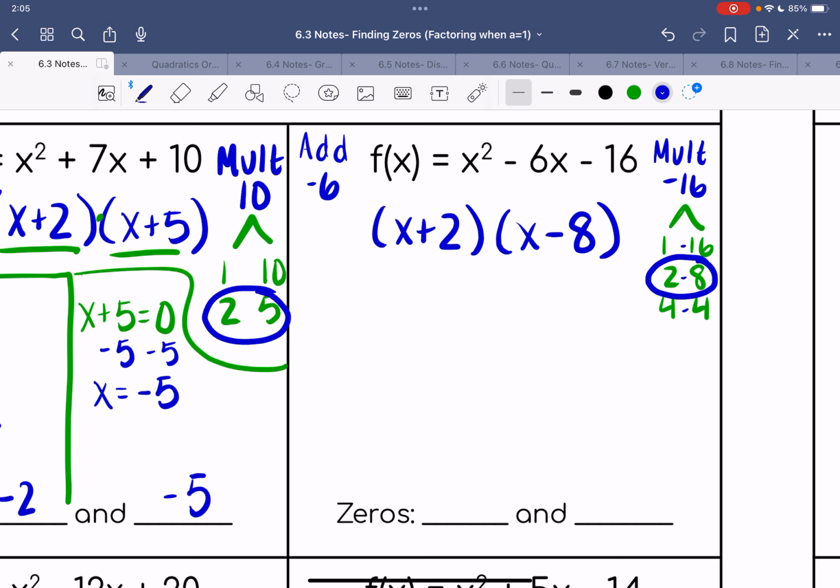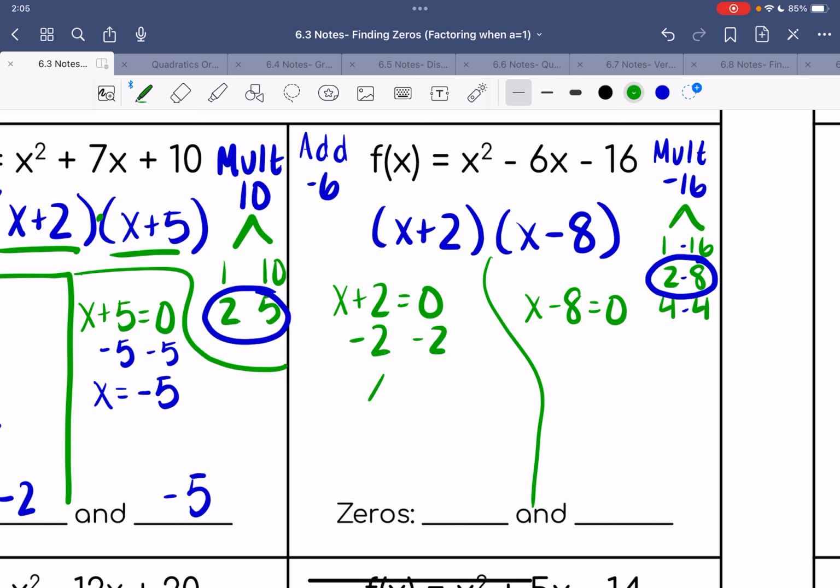From there, I need to set each of those equal to 0. So I'm going to set x plus 2 equal to 0 and solve. I'm going to set x minus 8 equal to 0 and solve. To solve x plus 2 equals 0, I'm going to subtract 2 from both sides. I get x equals negative 2. So that's one of my zeros.